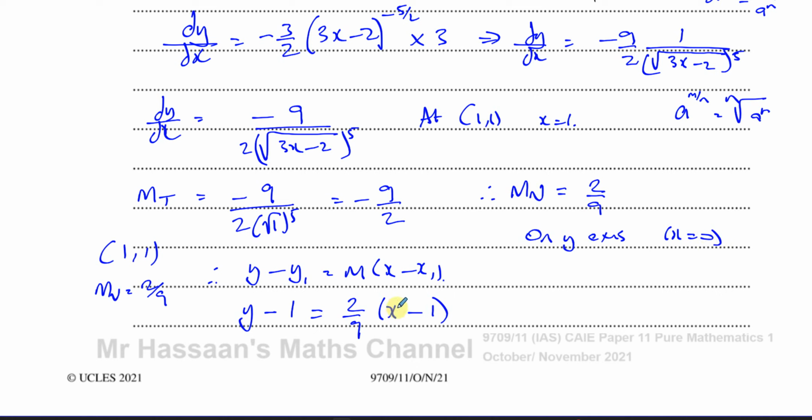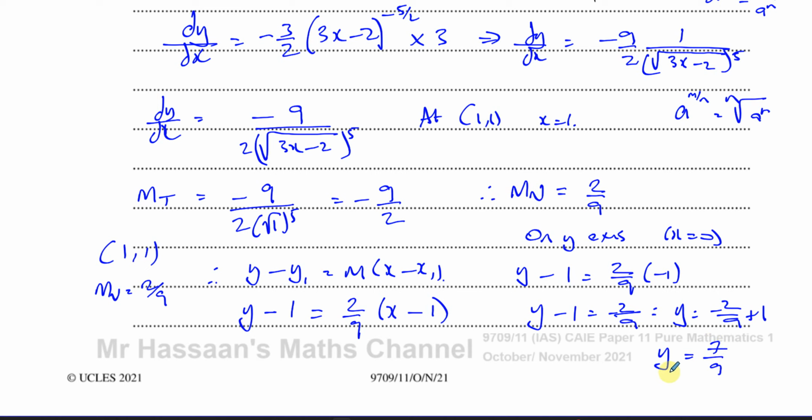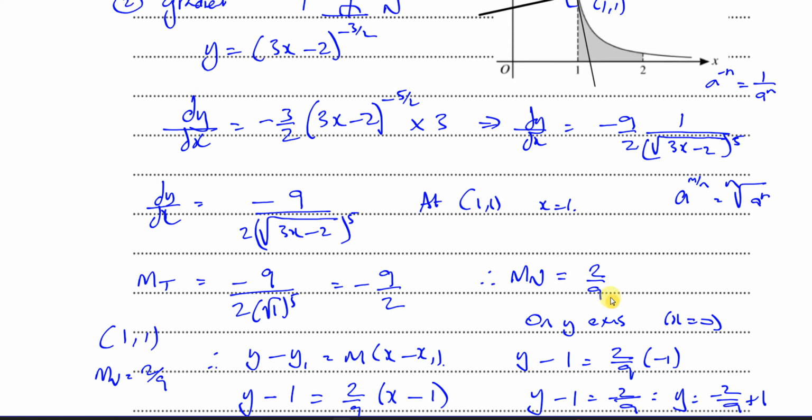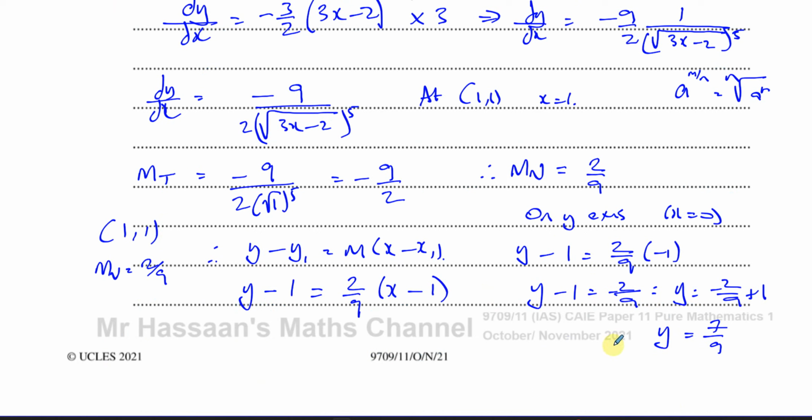So now all I have to do is replace the x with 0. So I have y - 1 = 2/9 times -1. So y - 1 = -2/9. Therefore y is equal to -2/9 + 1, so that's -2/9 + 9/9, which is y = 7/9. That's the y coordinate at the point A. So the y coordinate of A is 7/9.